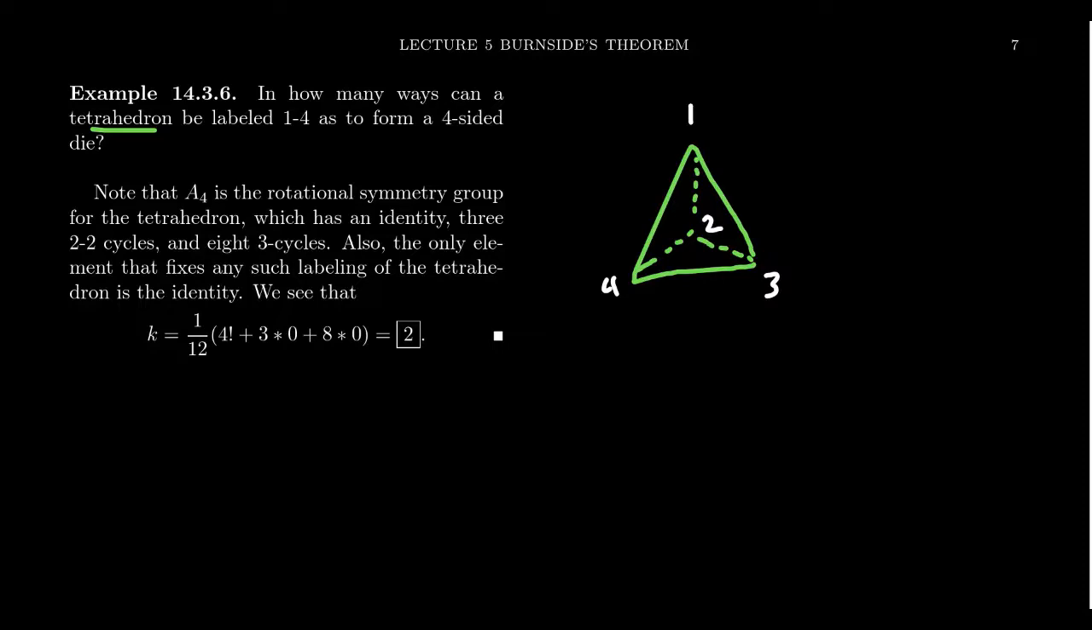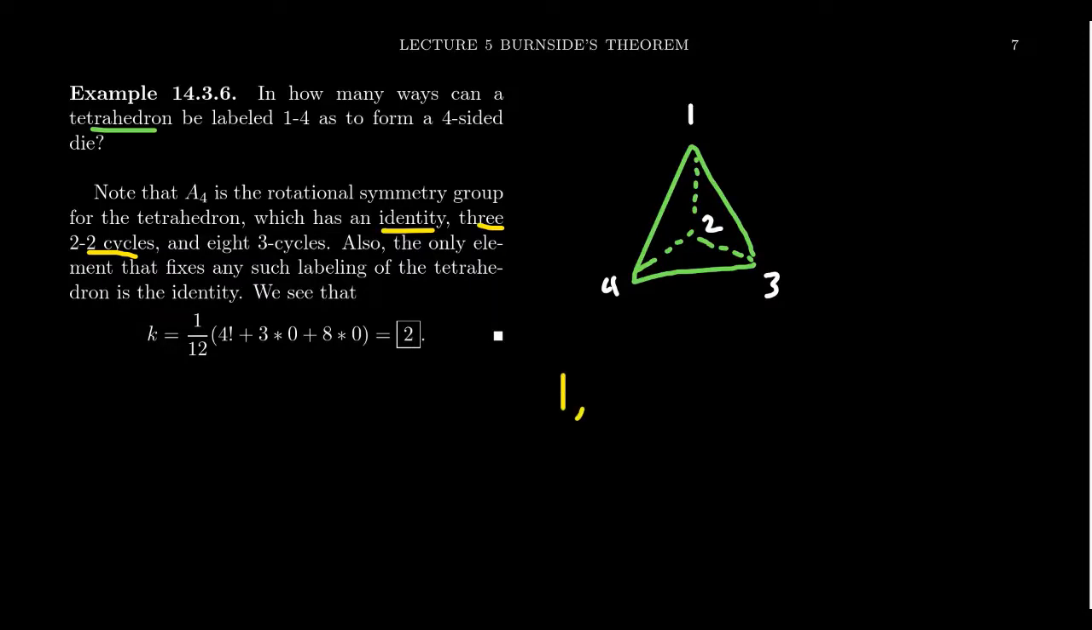And the important observation is to remember the symmetry group of the tetrahedron. If we look at just rotational symmetries, because as we roll our 4-sided die, we can't reflect it through space. We're just rolling it. That's rotational symmetry. The rotational symmetry group of the tetrahedron was A4. This is something we talked about in the first semester of abstract algebra. With A4, remember you have the identity. You're going to have 3 2-2 cycles. We listed these things.